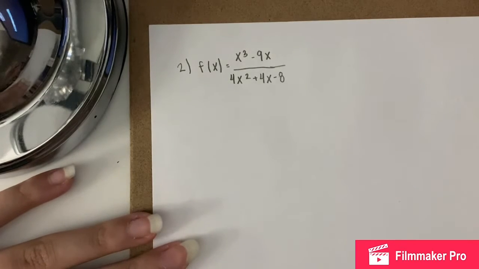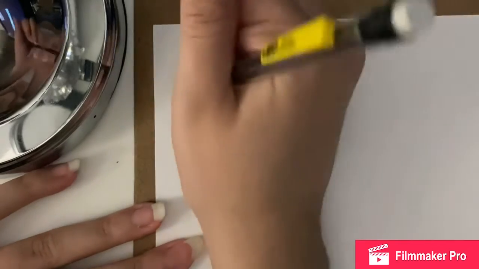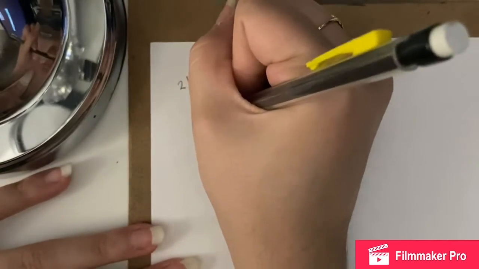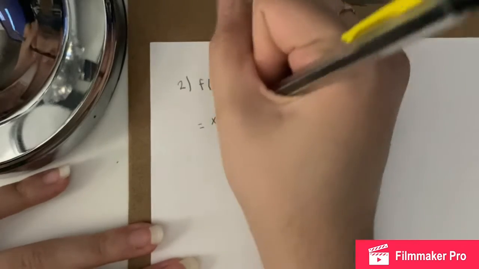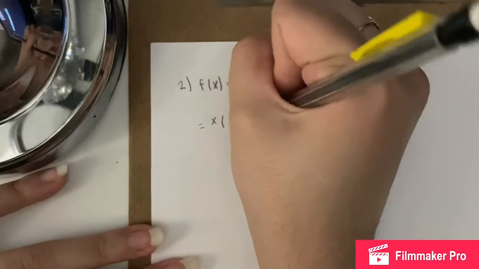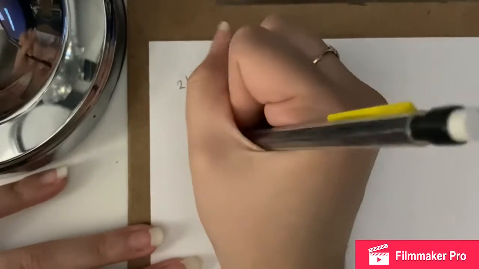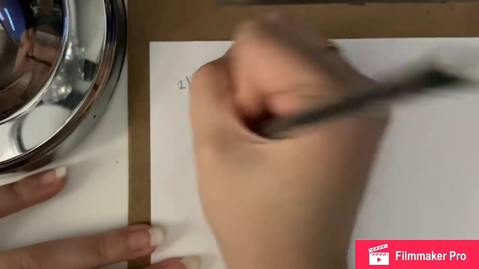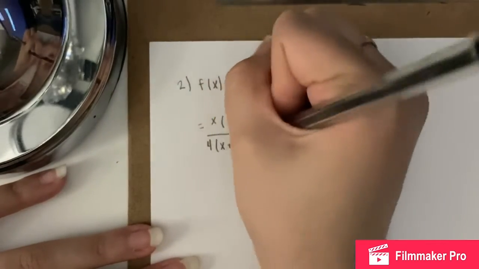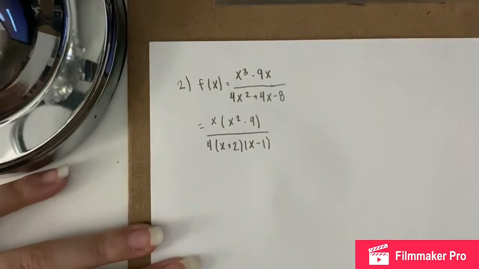I'm doing my first problem as number 2. So to start off, I know I need to factor both the numerator and the denominator. So for the numerator, we're left with x times (x squared minus 9). And then for the denominator, we are left with 4(x plus 2)(x minus 1).